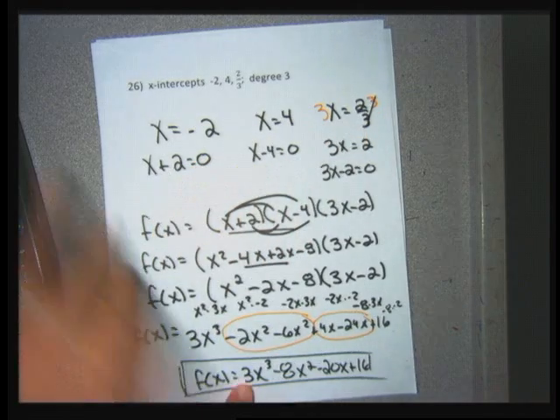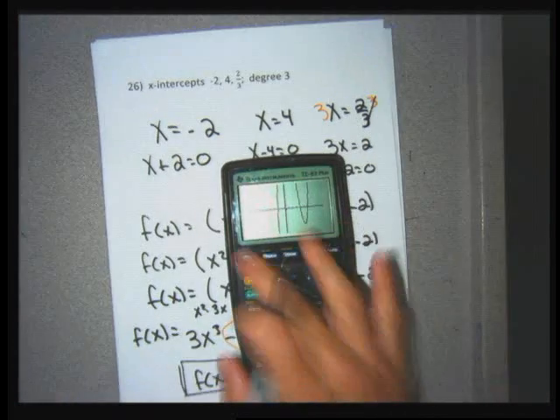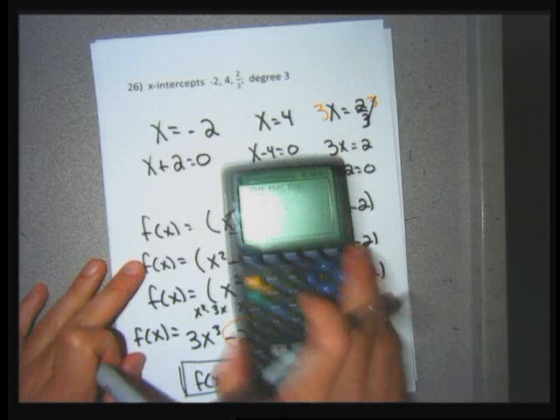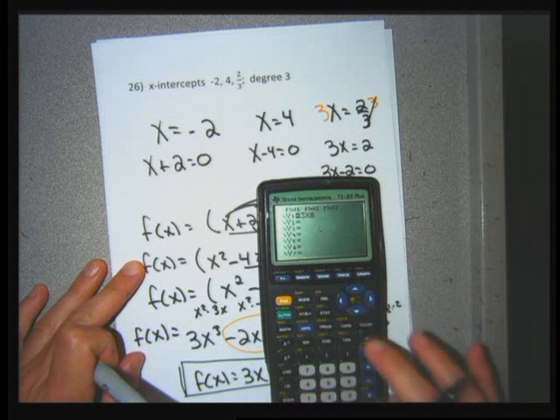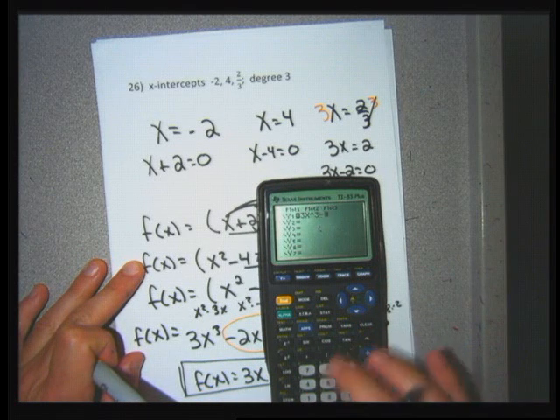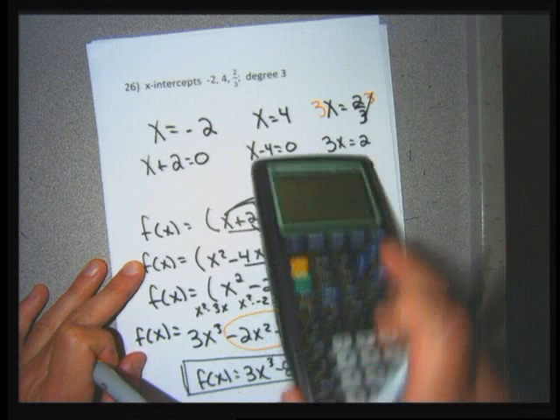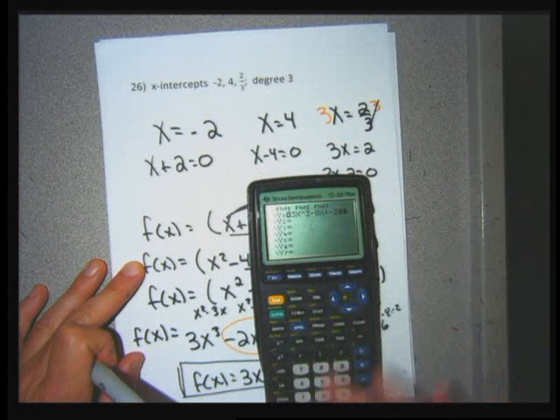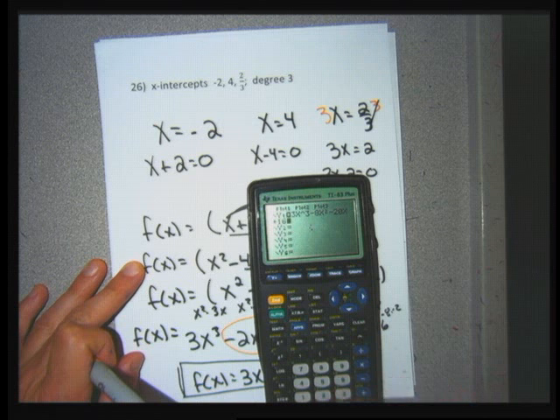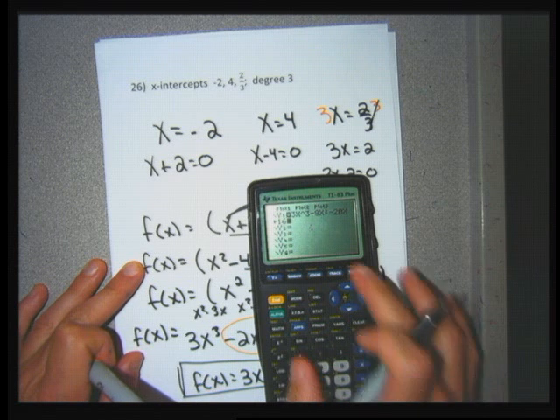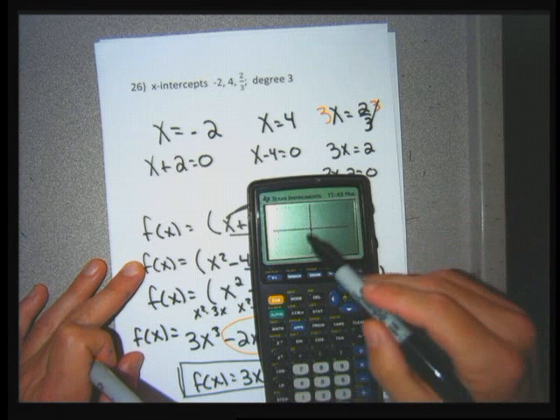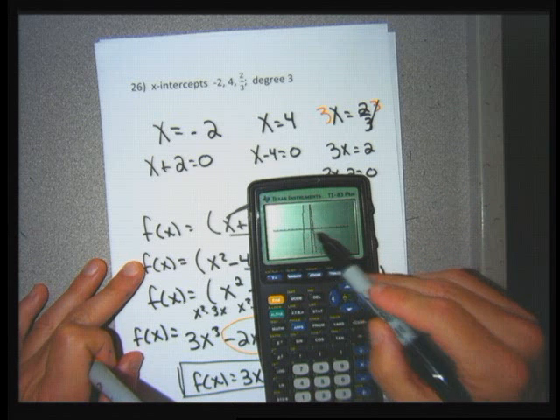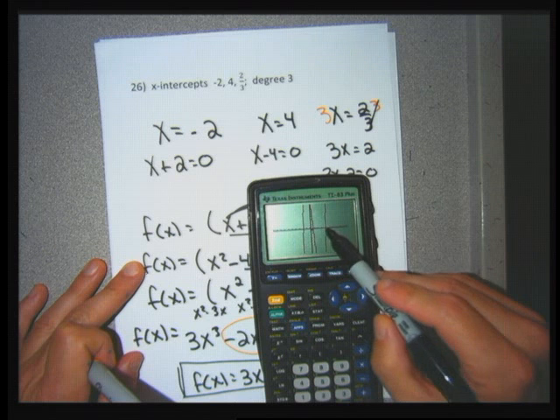So I'm going to graph 3x cubed minus 8x squared, so y equals clear, 3x up arrow cubed minus 8x squared minus 20x plus 16. Hit my graph button, and there's -2 crosses. There's 2/3, I guess, is just the left of 1, and there's 4.